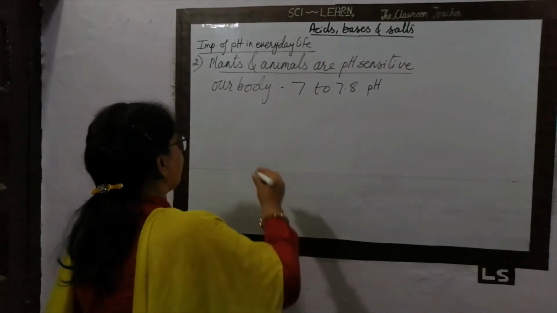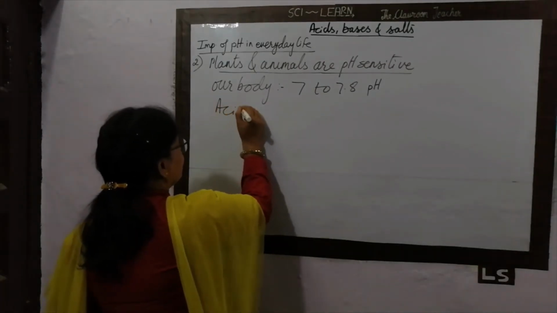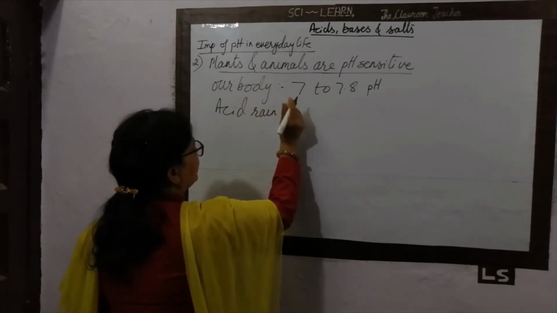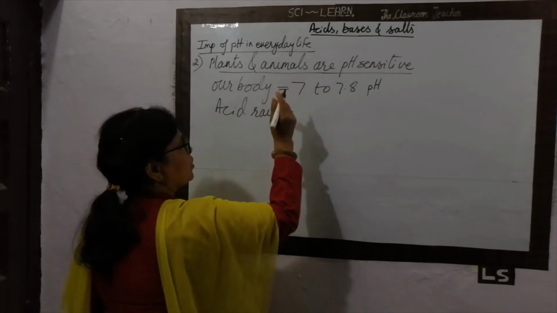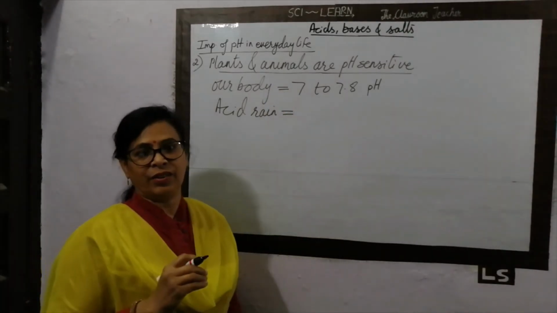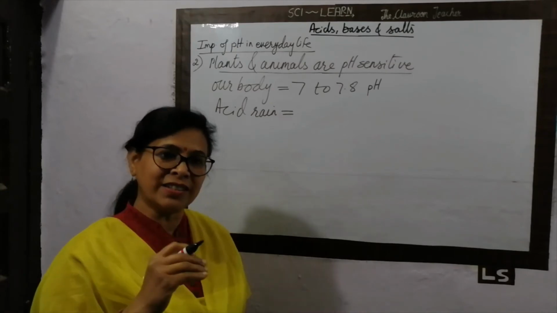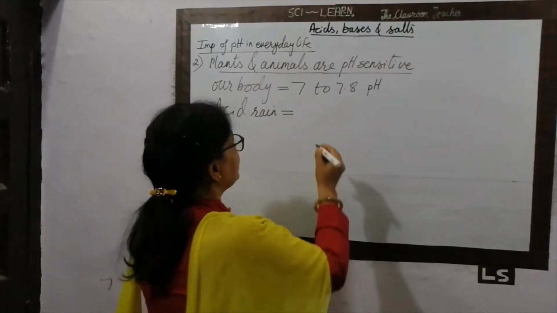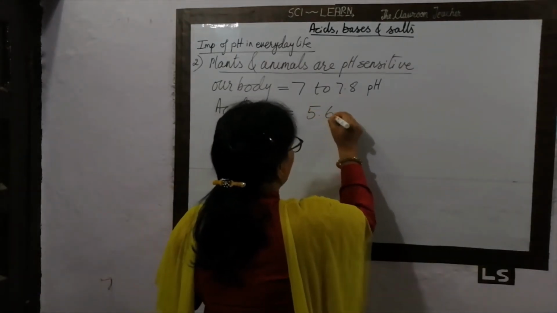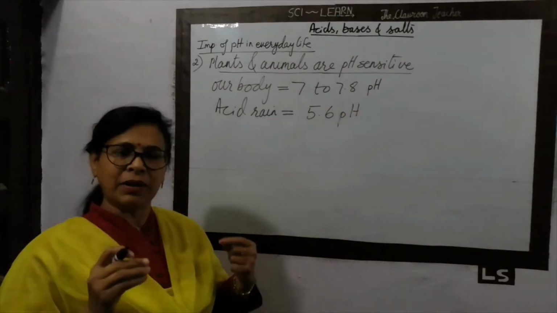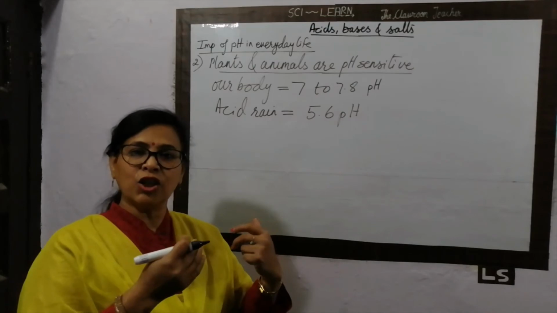Acid rain, you know very well. Acid rain means the presence of acid in rain. So what is the amount of acid present in acid rain? It is about 5.6 pH. It means it is a weak acid but a little bit towards the strong acid.